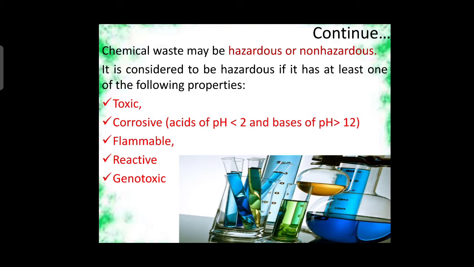Chemical waste may be hazardous or non-hazardous. It is considered hazardous if it has at least one of the following properties: if it is toxic, if it is corrosive, if it is flammable, if it is reactive, or if it is genotoxic. Only then will the chemical waste be hazardous, meaning harmful.